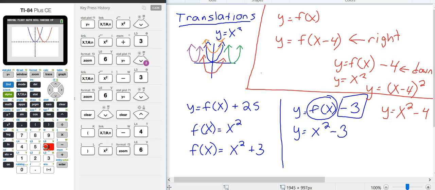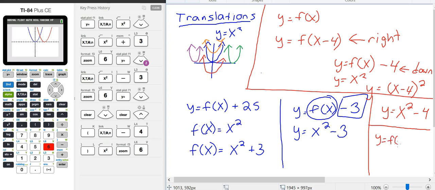Let's say we want to move to the left. We would have to add something to x. So let's say we're moving 2 units to the left. We would do y is equal to f of (x plus 2). So let's say we had the function y is equal to x squared as our basic function. That's called a parent function. Then to move it 2 units to the left, we would do y is equal to (x plus 2) squared.